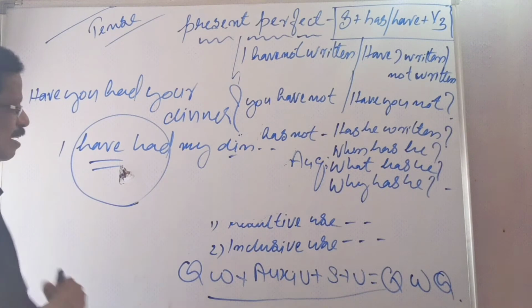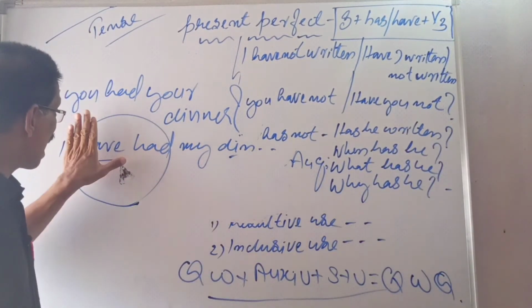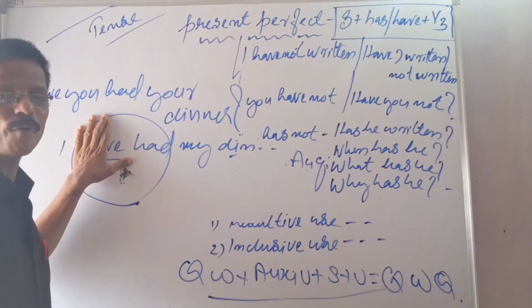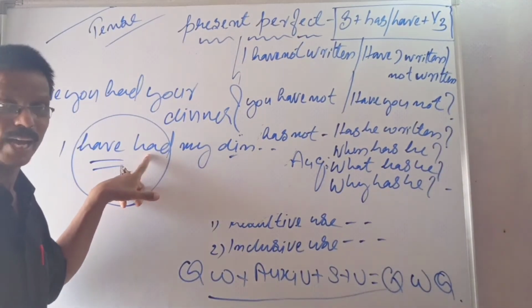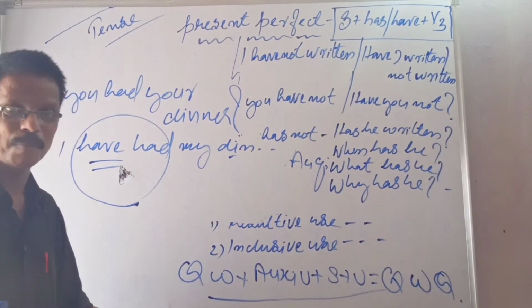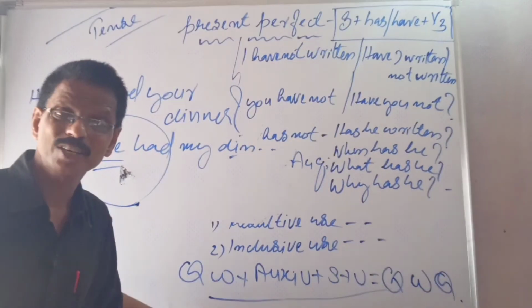Have you had? The answer is yes, I have had my dinner. If you say I had, it will go into past simple. Past of have is had, past simple. Yes, I had it yesterday. It will become past simple. But if you say have had, it is present perfect tense.